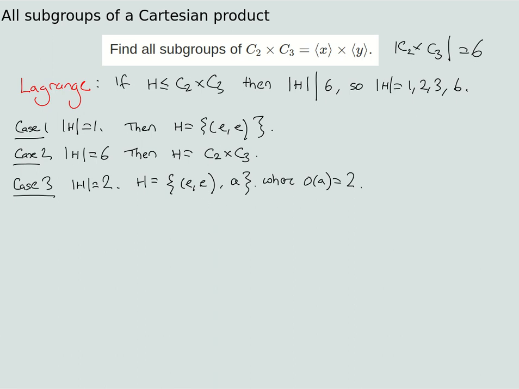And in fact, any such set consisting of the identity and an element of order 2 will be a subgroup because it's the cyclic subgroup generated by that element A. So every subgroup of order 2 looks like the identity together with an element of order 2, and every element of order 2 gives you a subgroup consisting of itself and the identity of order 2. So these are precisely what the subgroups of order 2 look like. All we have to do to find them is to look for the elements of order 2. So our question is, which elements in C2 cross C3 have got order 2?